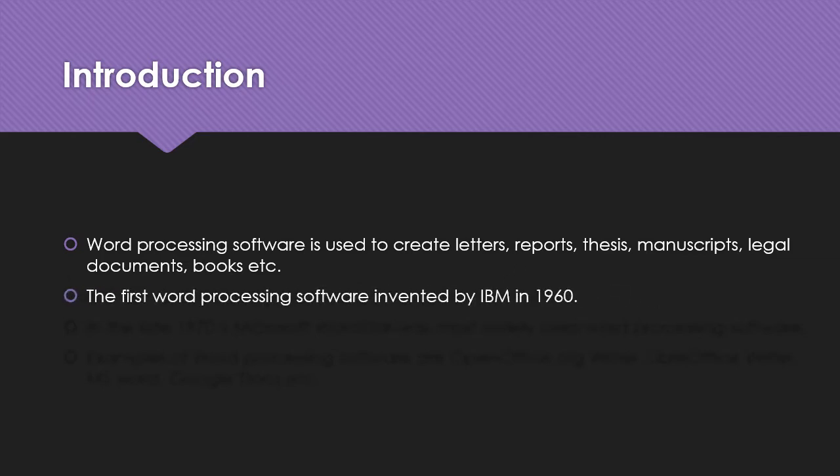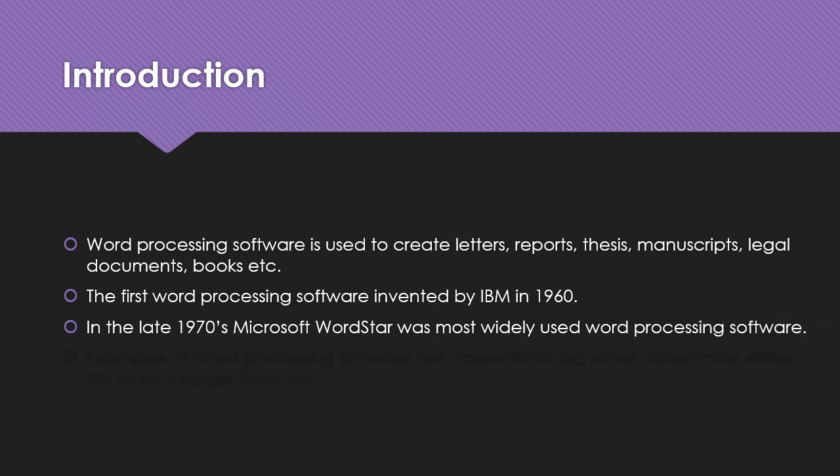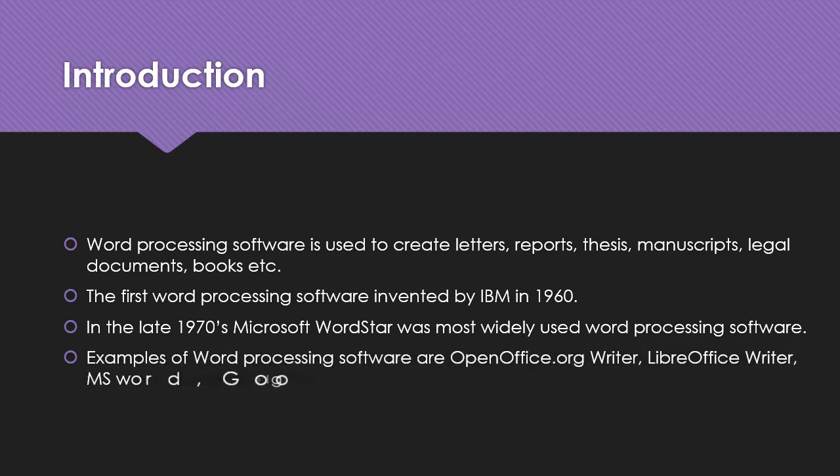The first word processing software was invented by IBM, International Business Machines, in 1960. That was the first word processing software. In the late 1970s, WordStar was the most widely used word processing software. Examples of word processing software are OpenOffice.org Writer, LibreOffice Writer, MS Word, Google Docs. These are examples of word processing software.